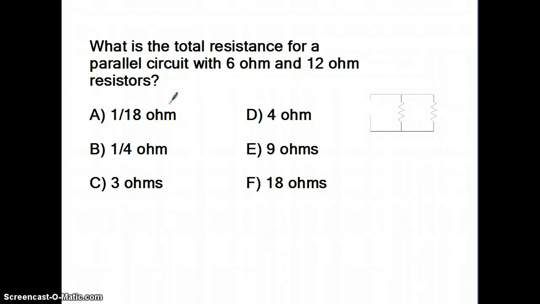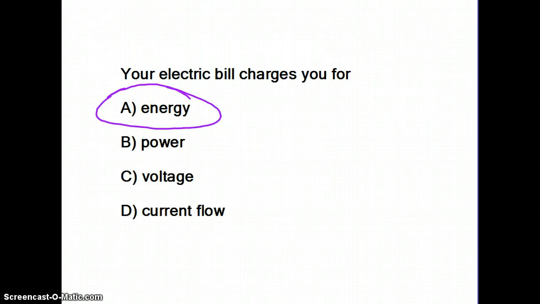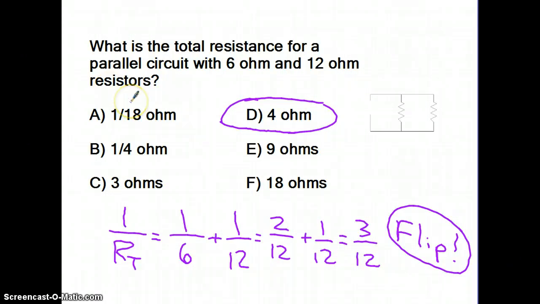Total resistance for a 6 ohm and 12 ohm resistor attached in parallel. Without a voltage source value, you'd have to use the reciprocal formula. Do a little bit of lowest common denominator math here. 1/6 plus 1/12 leads to 3/12, which you would then flip to get 4 ohms.